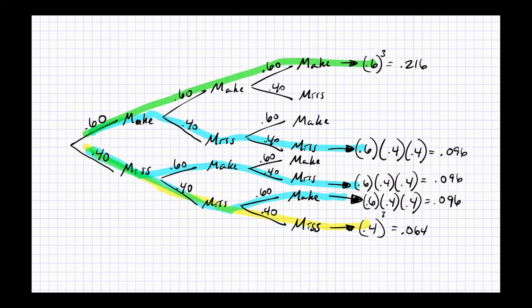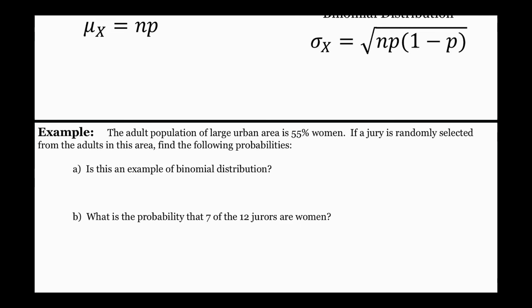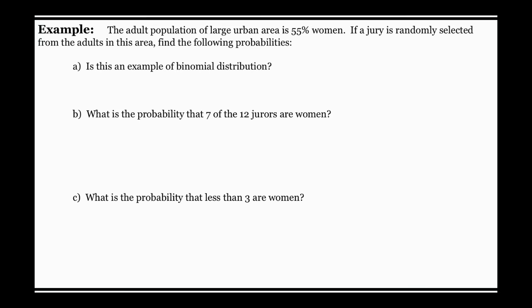So if they want us to do 20 shots, it's a little hard to show on a tree diagram. So that's why we use binomial distribution. It's a faster way of doing it. Okay, so let's use it. Let's do an example here.